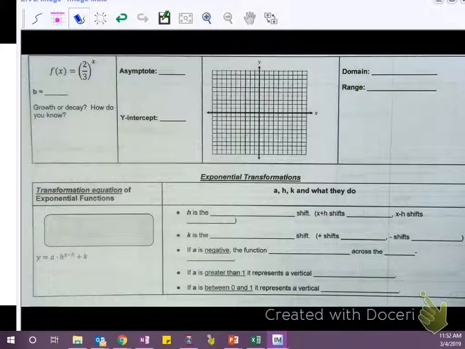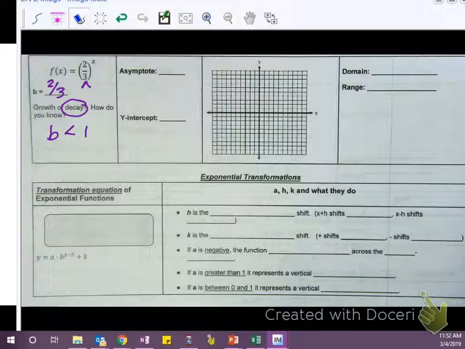So f of x equals 2/3 to the x. What is the base? What number is right there? 2/3. The base is 2/3. Is it growth or decay? Decay. Because it's less than 1. Yeah, because it's less than 1.